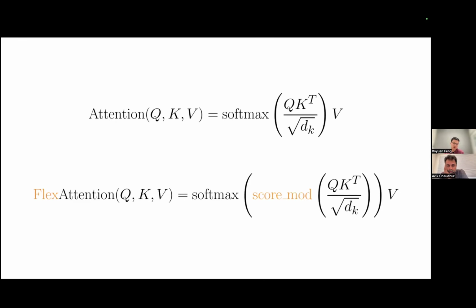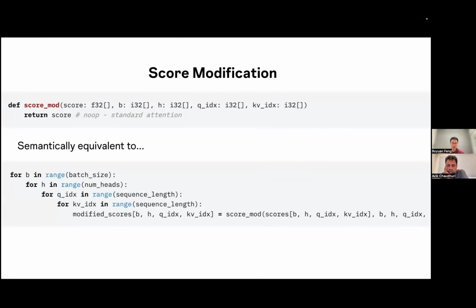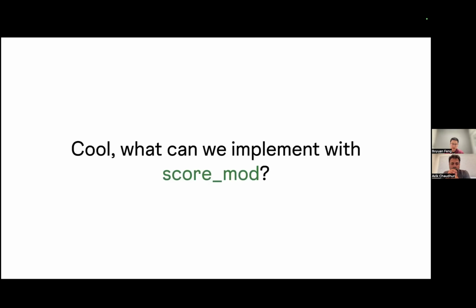So for FlexAttention, we have an extra score mod to allow modifying the softmax input, to use attention in a very different way. And what is a score modification? Basically, it takes the score, which is the original score matrix. Then we say for the batch dimension, head dimension, query index, and KV index, how do we want to modify this score? So it's actually very flexible.